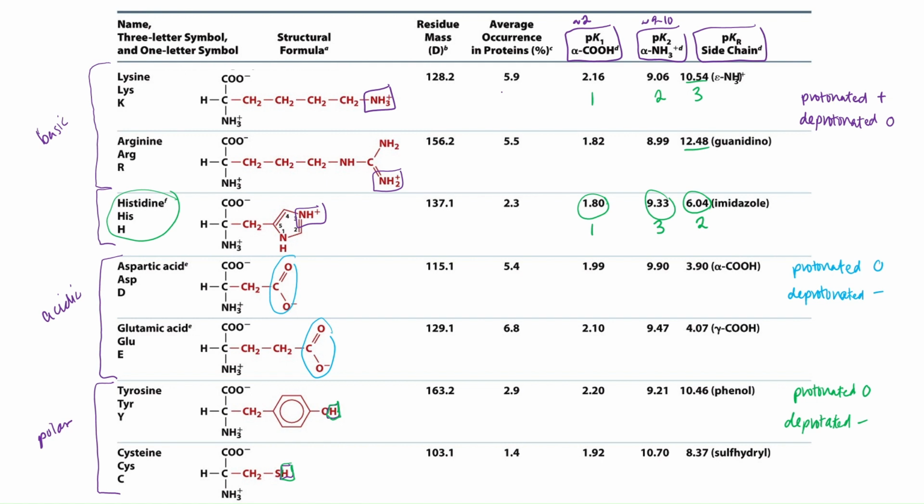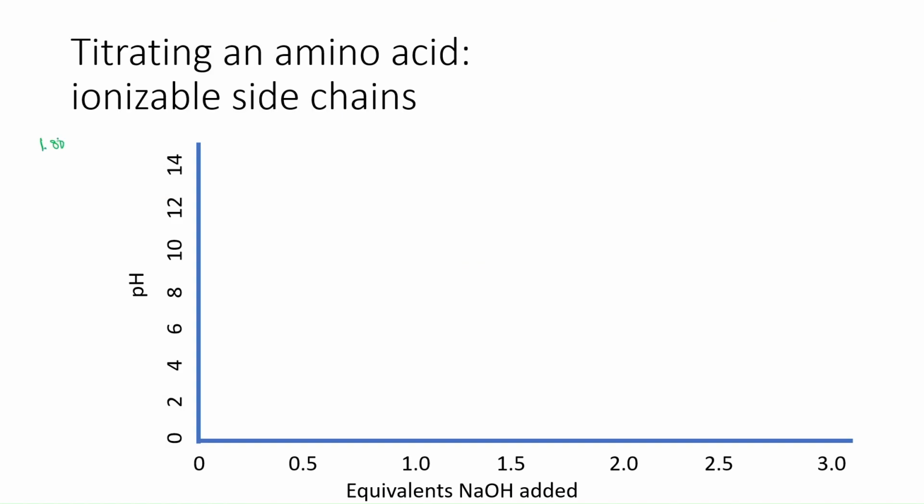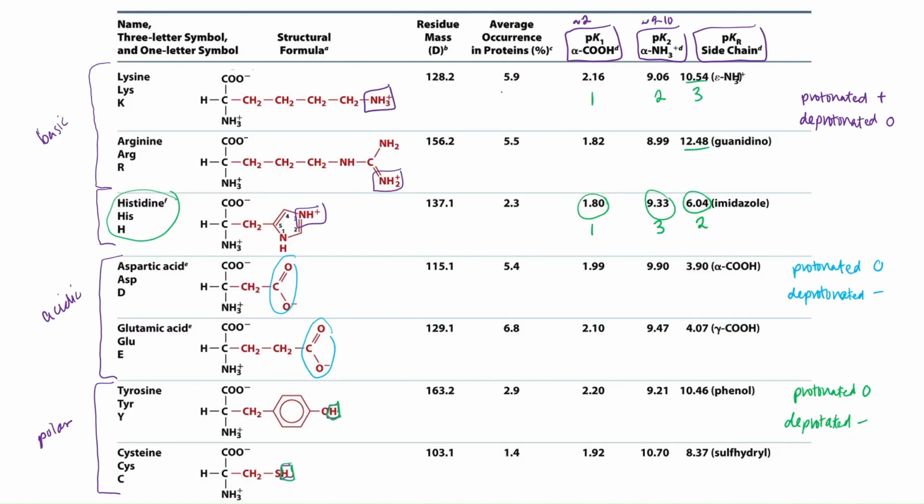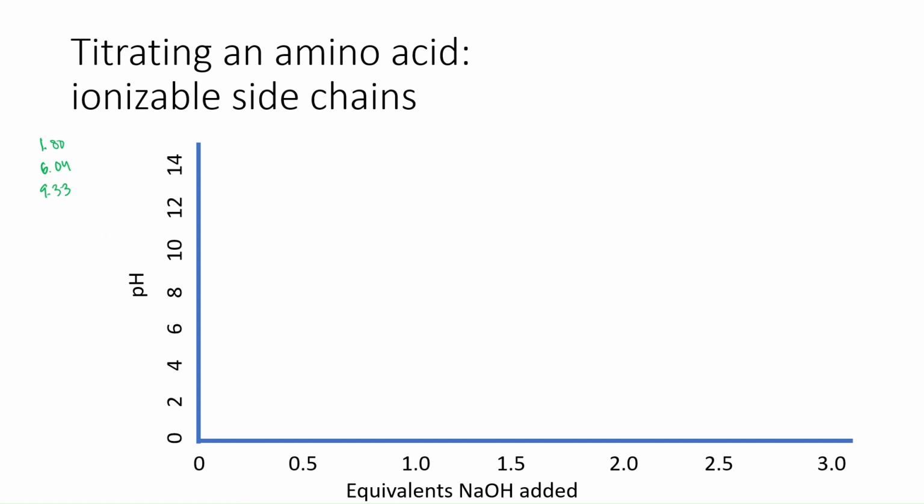So let's go on and make our titration curve for histidine. First we need to know the pKas. So they're at 1.80, 6.04, and 9.33. So we can start by drawing out our pKas. Those are going to be at the half equivalence points. So our first one, we can make a little dot right around here. Our second one, we can make a little dot right around maybe here. And our third one, we can make a dot maybe around here. So those are going to be our half equivalence points, or our pKas.